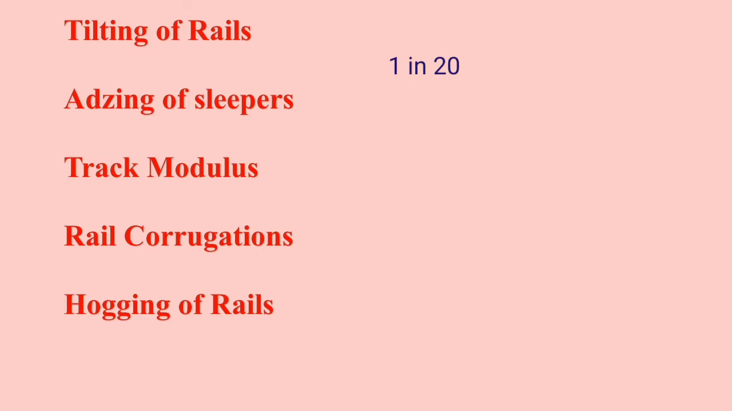Now, adzing of sleepers. The sleepers are cut at the rail seat to provide a slope of 1 in 20 to the rails. The method of cutting the wooden sleepers or casting the concrete sleepers accordingly is known as adzing of sleepers. Track modulus. Track modulus is an index of measurement of resistance to deformation. It is defined as the load in pounds per inch or kilogram per centimeter of the rail length required to produce 1 inch or 1 centimeter depression of the rail table.